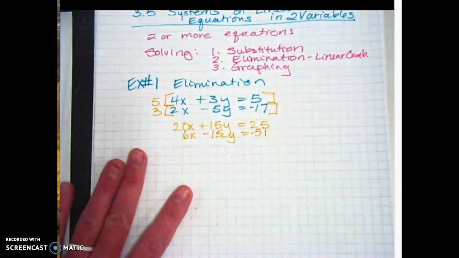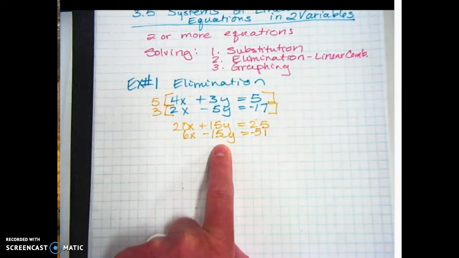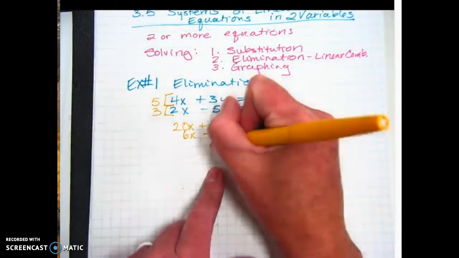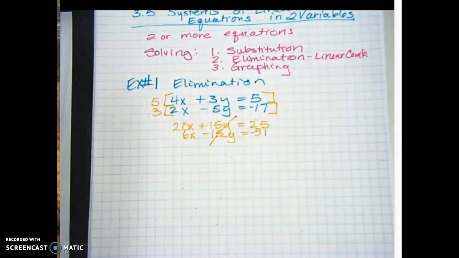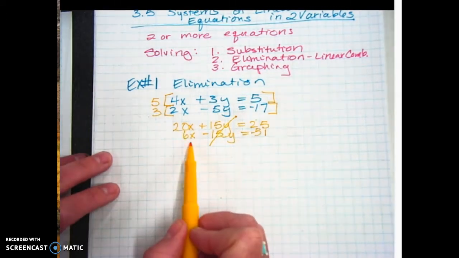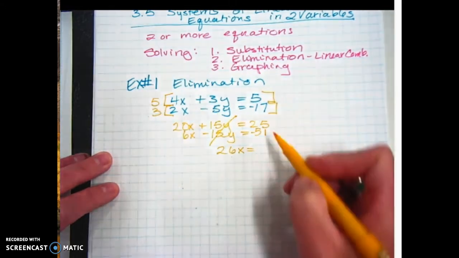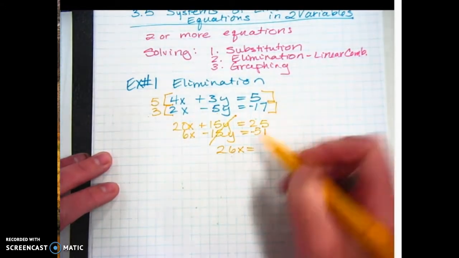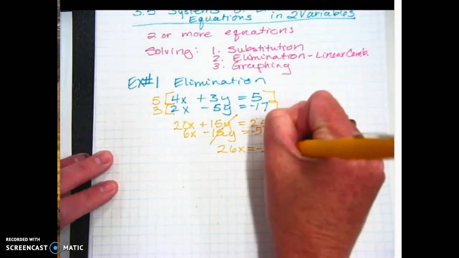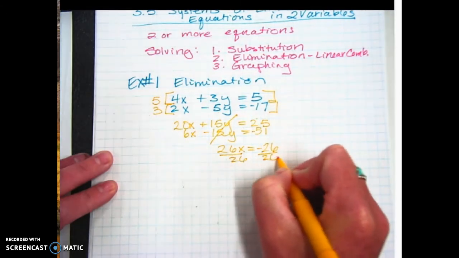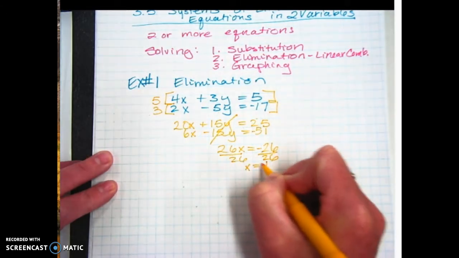And this is why it's called elimination. The coefficients on the y's are opposites, and so they eliminate, and you're down to one variable. That's the whole point, to get down to one variable so you can easily solve for it. So you combine the 20x and the 6x to get 26x. You combine the 25 and the negative 51 to get negative 26. Divide both sides by 26, and x equals negative 1.